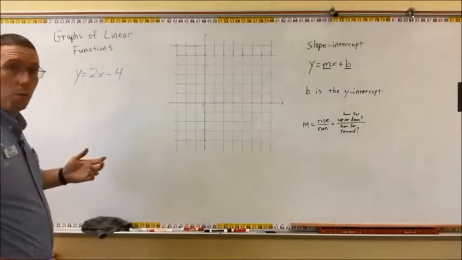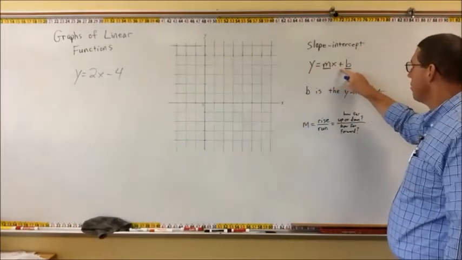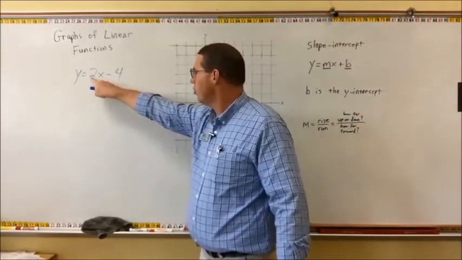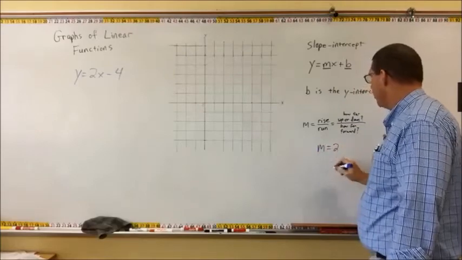Well, what we're going to do is we're going to come over here and look at our slope-intercept form, y equals mx plus b. What is m in this case? Well, m is 2. So down here I'm going to say m is 2, right?